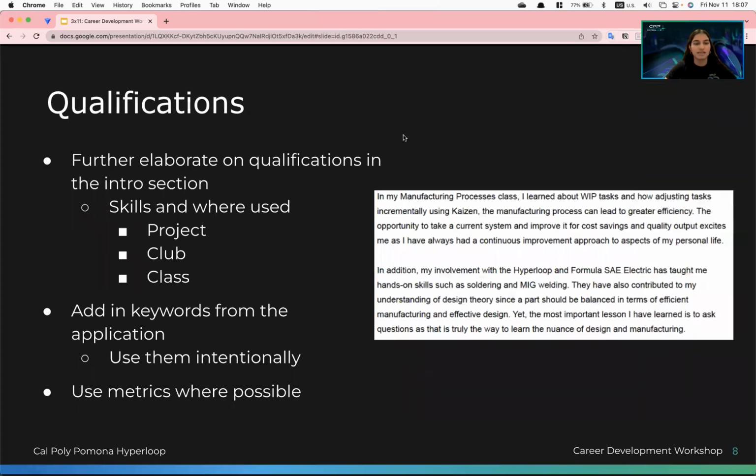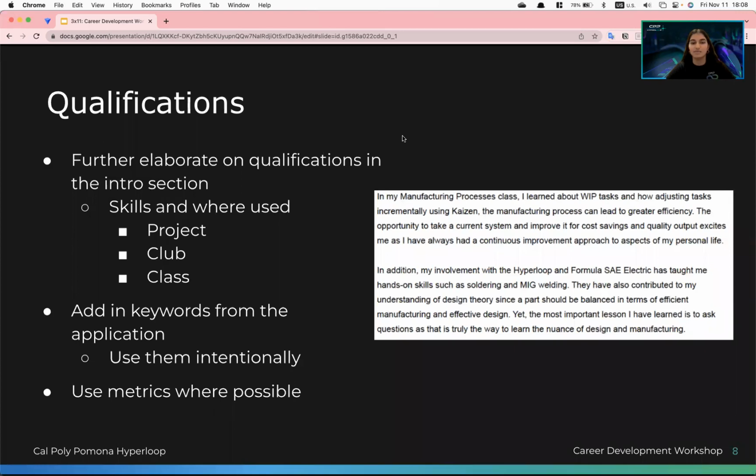There we go. And then the qualifications are the paragraphs that come right after your introduction. This can be 1 paragraph, it can be 3. It just depends on how you want to break it up. So you're just going to further elaborate on what you mapped out in the intro section: the skills and where they were used. So my first one was a manufacturing processes class, and I was learning about lean manufacturing essentially.